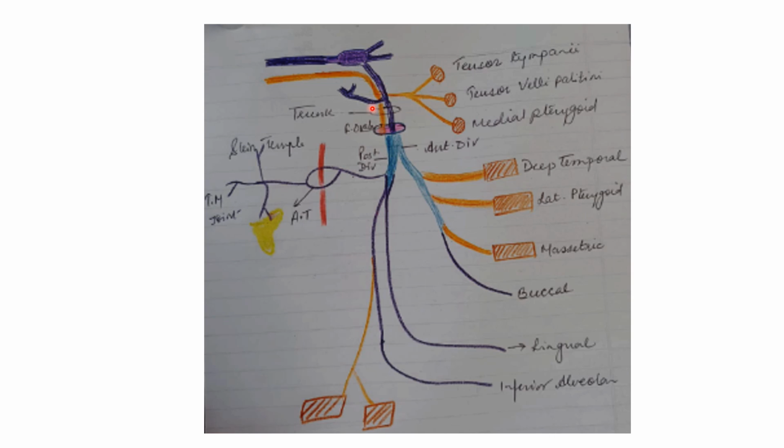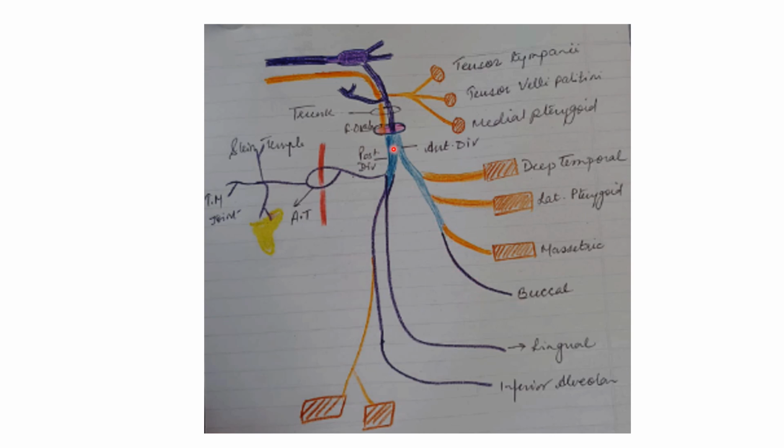Now, after passing through the foramen ovale, the trunk divides into the anterior division and the posterior division. The anterior division is basically composed of motor components, so it gives branches to the muscles of mastication, such as the deep temporal nerve to the temporalis, the nerve to lateral pterygoid, and the branch to masseter, that is the masseteric nerve. One sensory branch arising from the anterior division is the buccal branch. So the anterior division is basically motor, but the buccal branch is sensory in nature.